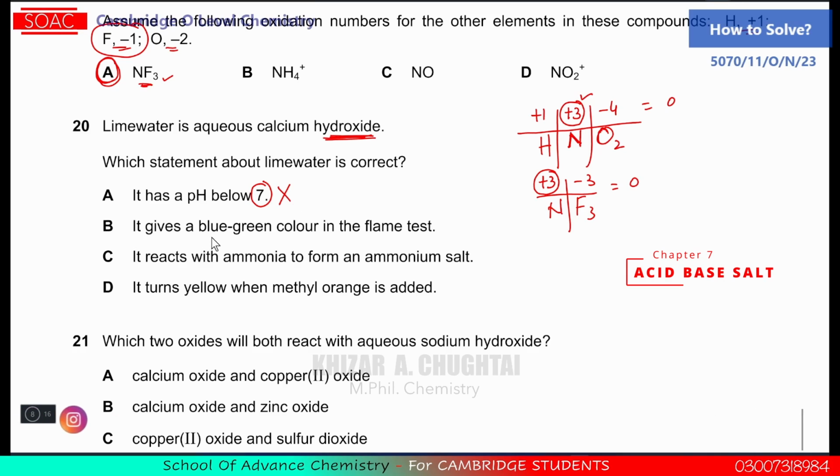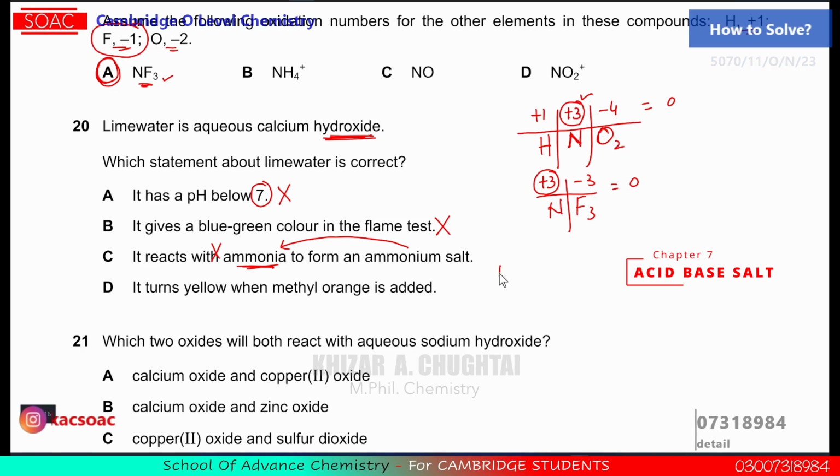Next, it gives a blue-green color in a flame test. No, the color of calcium is not bluish green. So it's incorrect. C, it reacts with ammonia to form an ammonium salt. No, it never reacts with ammonia. Basically, ammonia is also a base, but the reverse is true. It reacts with an ammonium salt to give ammonia. So it's incorrect.